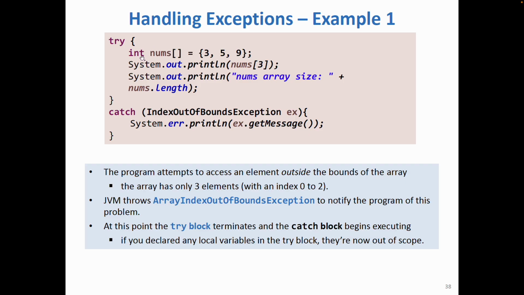Basically what we are doing here is defining an array, and then we print it, but with index 3. But do we have it? We have 3 items, so the largest index is 2, and we are trying to access an item that doesn't exist. So then Java will throw an exception, which is the array index out of bounds exception.